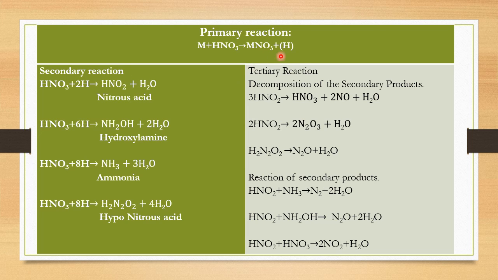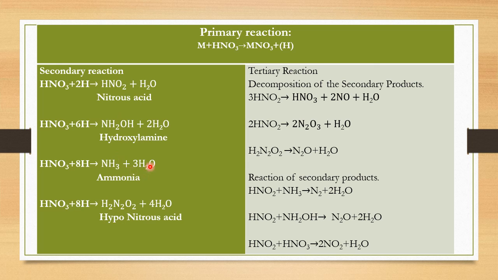Here only one H I have represented. If there is n number of H, 2H if it reacts with nitric acid, you will get nitrous acid. If 6 hydrogen atoms react with nitric acid, you get the product called hydroxylamine, NH2OH. If 8 hydrogen atoms react with nitric acid, you get the byproduct ammonia. If again 8 hydrogen atoms react, you may get either ammonia or hyponitrous acid. So you need to learn that in the secondary reaction, nitric acid reacts with hydrogen to give you 4 different products: one is nitrous acid, another one hydroxylamine, another one ammonia, another one hyponitrous acid.